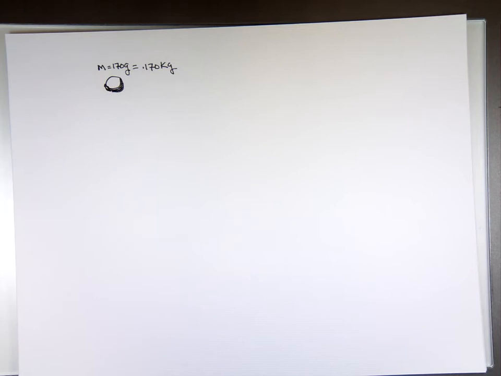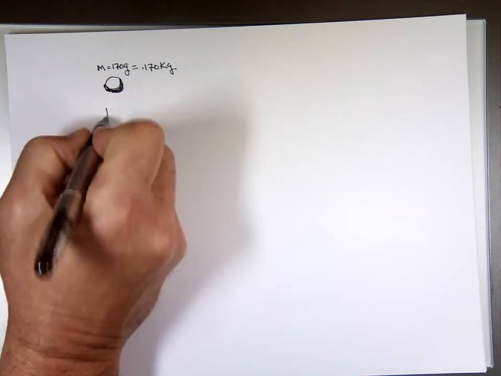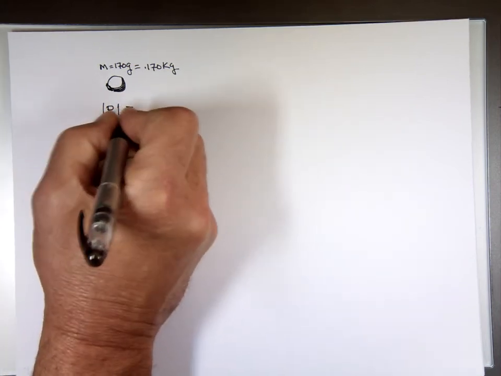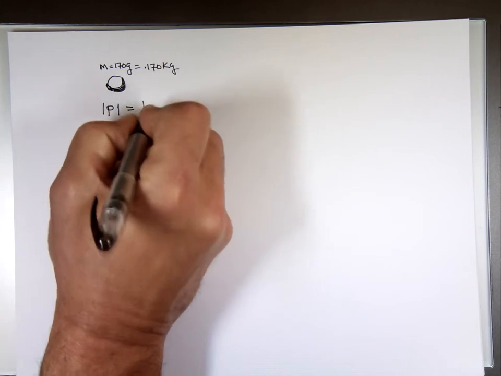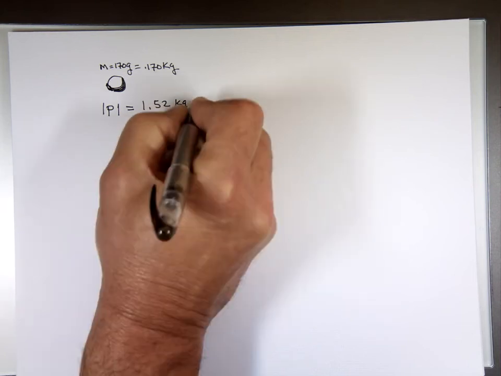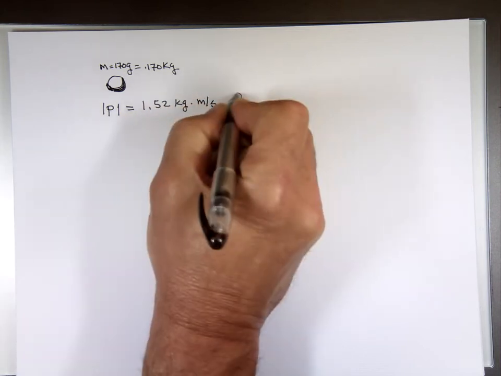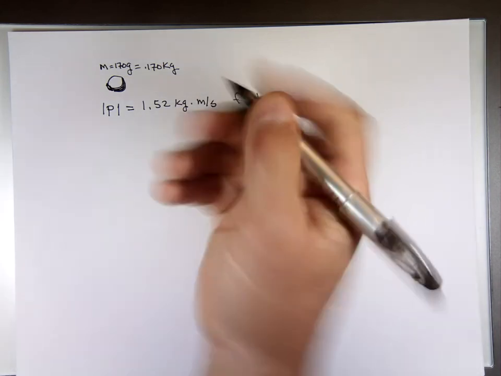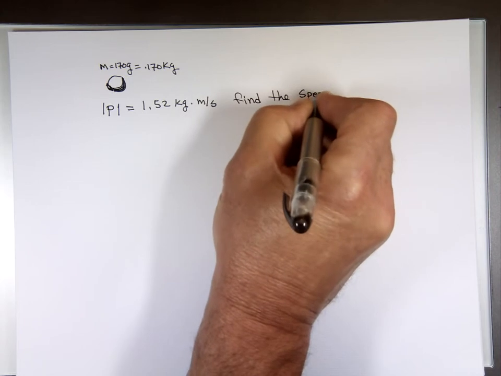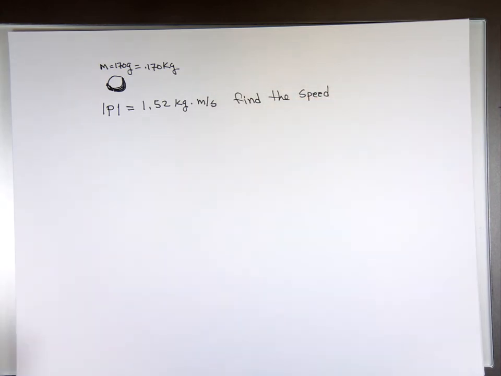Suppose the puck has a momentum. The magnitude of the momentum, so I'm not giving you the direction. When you see the lines up and down, that's the magnitude. If the magnitude of the momentum of the puck is equal to 1.52 kilogram meter per second, find the speed. Speed is not a vector. We're looking for the magnitude of the velocity. I couldn't really ask for the velocity because I don't know the direction of that vector.